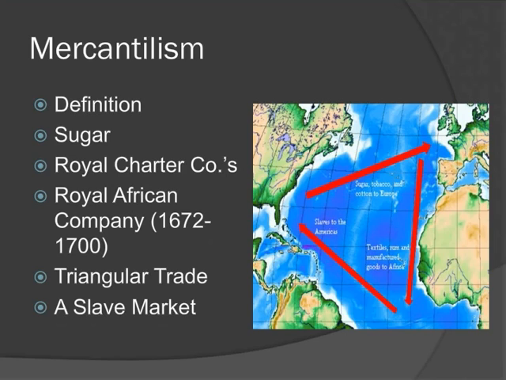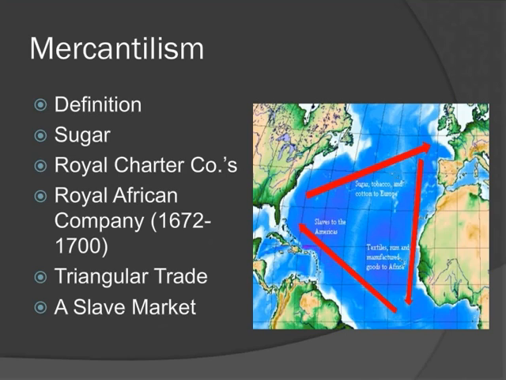So, for instance, what came out of these charter companies, and this is in Britain at first, and then other countries do this, is something called the Royal African Company. From 1672 to 1700, this Royal African Company had the monarch's approval to trade slaves, and nobody else could do it from the country of Britain.